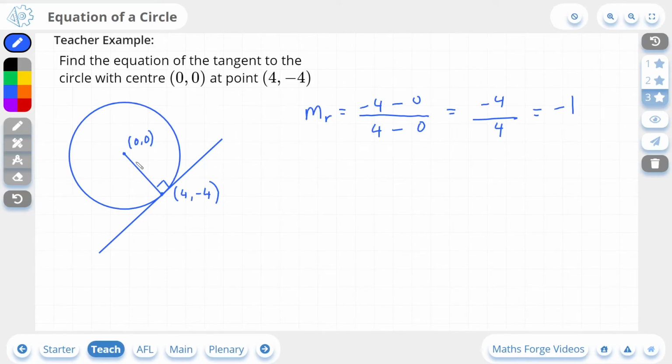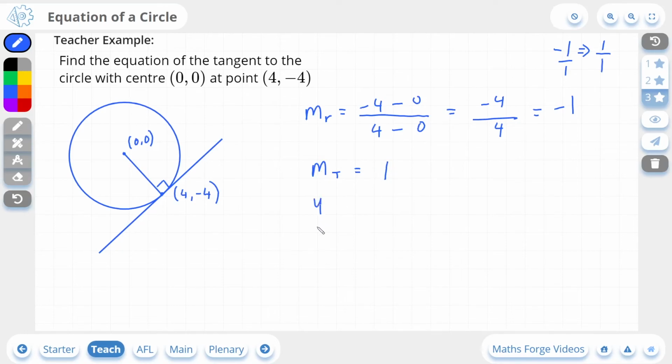Now, this is the gradient of this radius here. To find the gradient of the tangent, we take the negative reciprocal of minus 1. So again, apply negativity to minus 1, which makes it positive, and its reciprocal is just 1 over 1. So it actually just stays as 1. And I'll explain that in a bit more detail here. So minus 1 has a negative reciprocal of the following. Minus 1 can actually be written as minus 1 over 1. And the negative reciprocal of this is going to be a positive number that has the fraction flipped upside down, but it stays as 1 over 1. So the negative reciprocal of minus 1 is just 1. Now that we know this, the gradient of the tangent is 1.